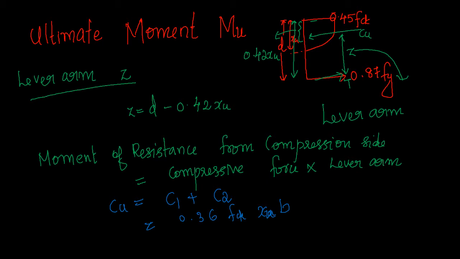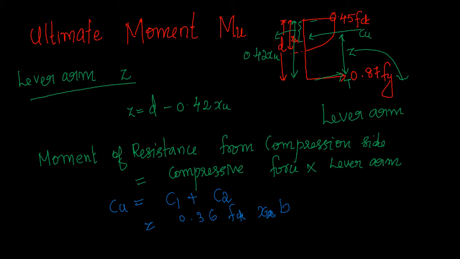Lever arm is the distance between net compressive force and net tensile force. You can see in the figure, this distance will be Z, and Z is given by the total effective depth d minus the small distance, which is already derived as 0.42 XU. So Z is equal to d minus 0.42 XU. This is the expression for Z.